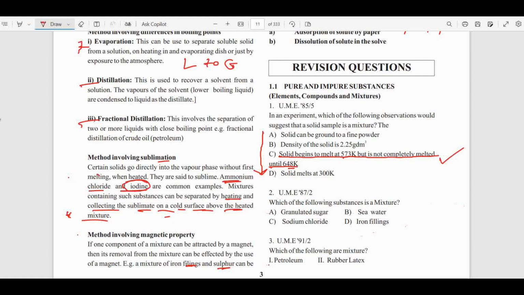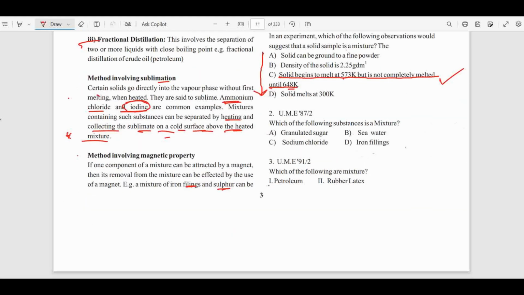The next question says, which of the following substances is a mixture? This is taken from UME 1987 question 2. How do you know a mixture? Number one way of knowing a mixture is that it doesn't have a chemical formula. The entire mixture doesn't have a chemical formula. The constituents might have, but the mixture itself wouldn't have a chemical formula.